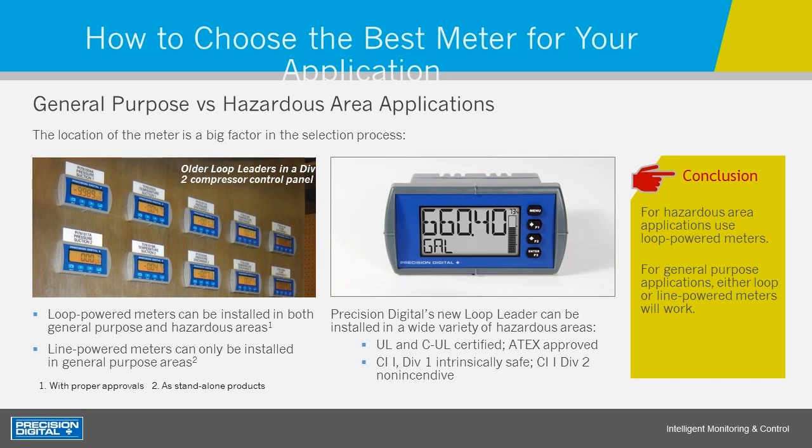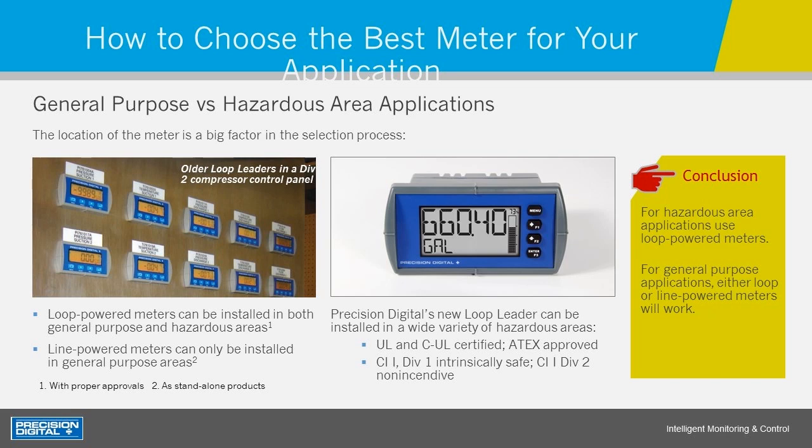Because of that, you don't need to put them into explosion-proof boxes like you do line-powered meters in order to get those approvals. So it's a very different animal between a loop-powered meter and a line-powered meter the minute you want to get some kind of hazardous area marks on this product. So our loop-powered meters, like our loop leader, can be installed in both general purpose and hazardous areas. There's versions of both.